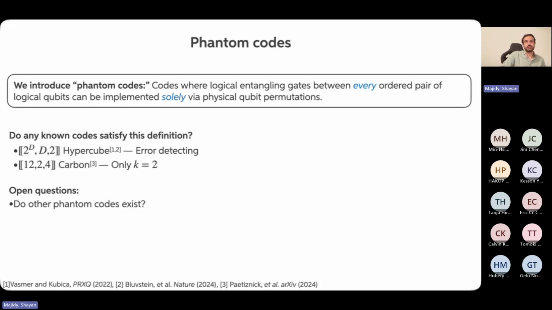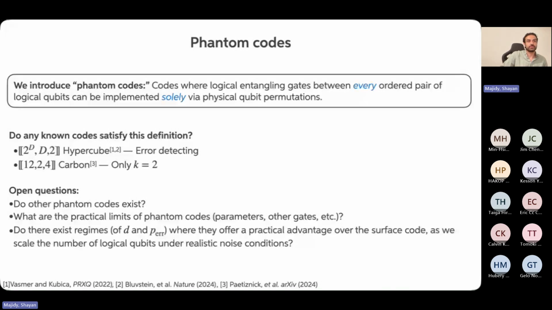So the open questions are, do other phantom codes exist? What are the practical limits of phantom codes? And do there exist regimes where they offer a practical advantage over the surface code as we scale the number of logical qubits? And then we want to do this under the real noise conditions we experience today in the lab to understand how viable this optimization type scheme is.